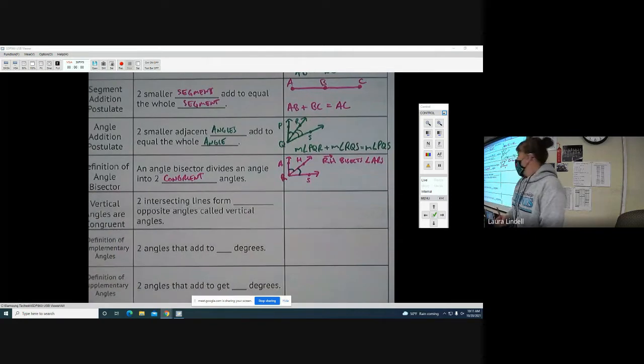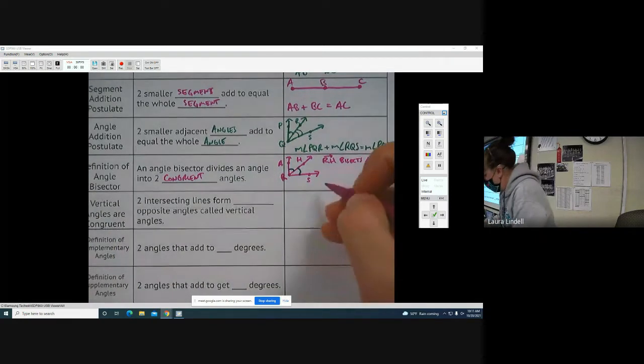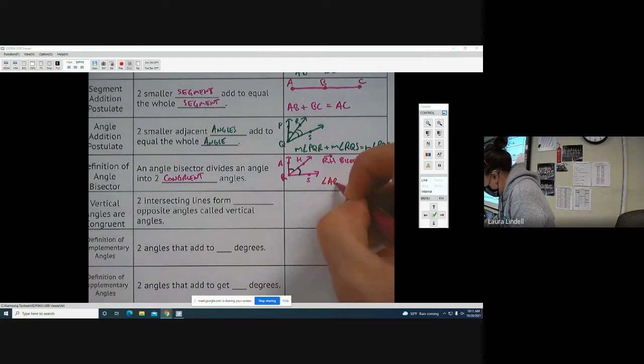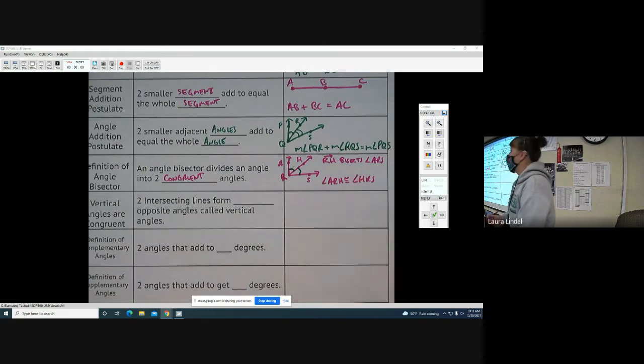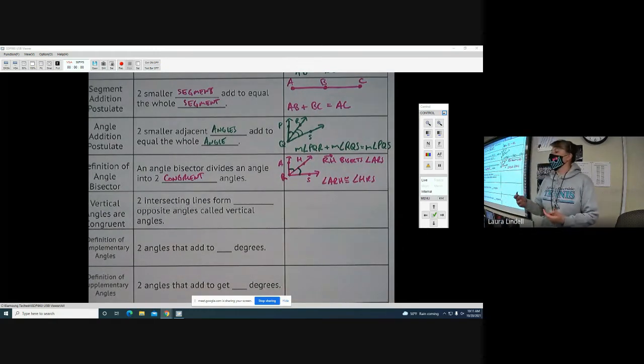So under the statement side of the proof, I could see something like angle ARH is congruent, so that's this one right here, to angle HRS, this one right here. And if I were to see that after knowing that this is a bisector, my reason would be definition of angle bisector. So basically, anytime you see bisect or bisector in the given portion of your proof, there's a very good chance that definition of angle bisector is going to come up.